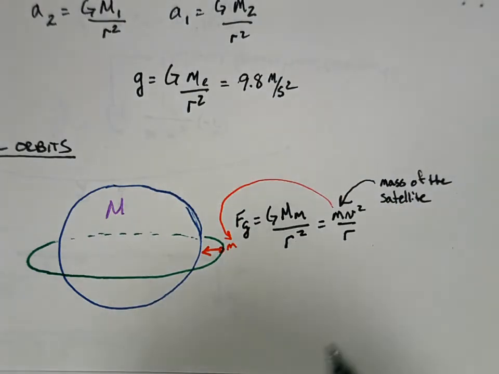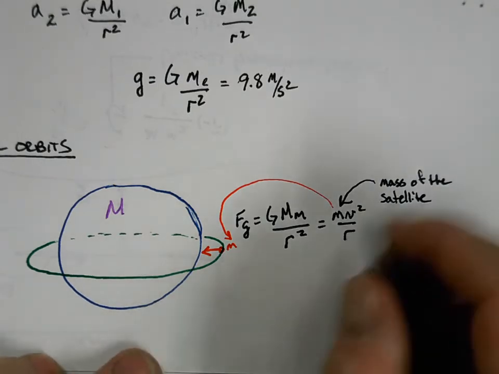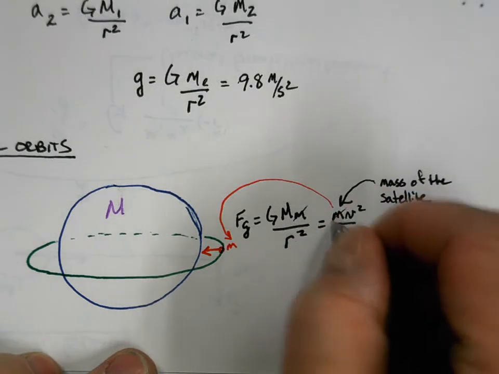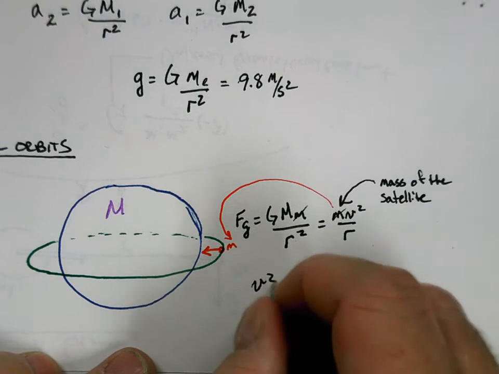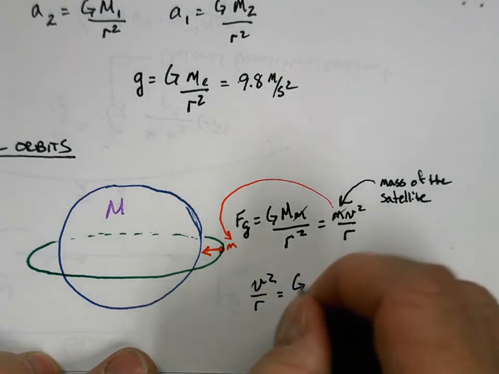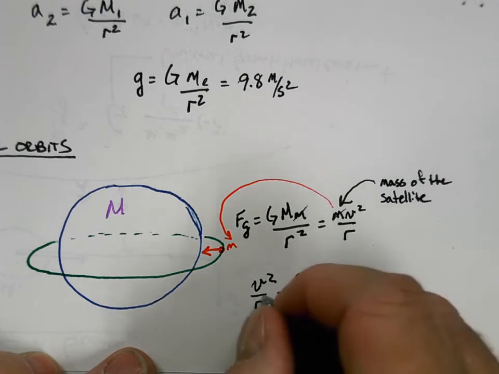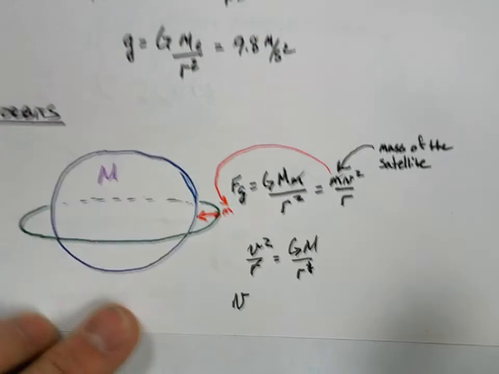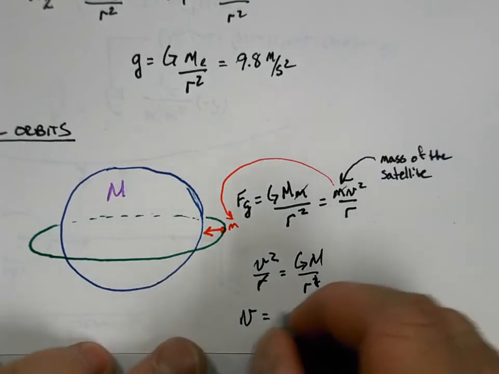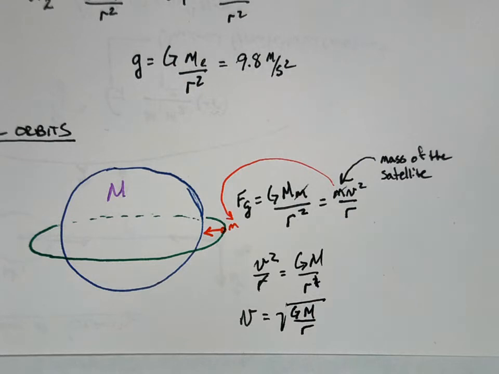All right, so if we want to see how fast it has to go for any particular radius of orbit, then this is a really easy solve, because our m's will cancel each other. Then we get v squared over r equals big G big M over r squared. This turns that into a 1, and we get v equal to the square root of big G big M over r, and that is our orbital velocity at any particular time.